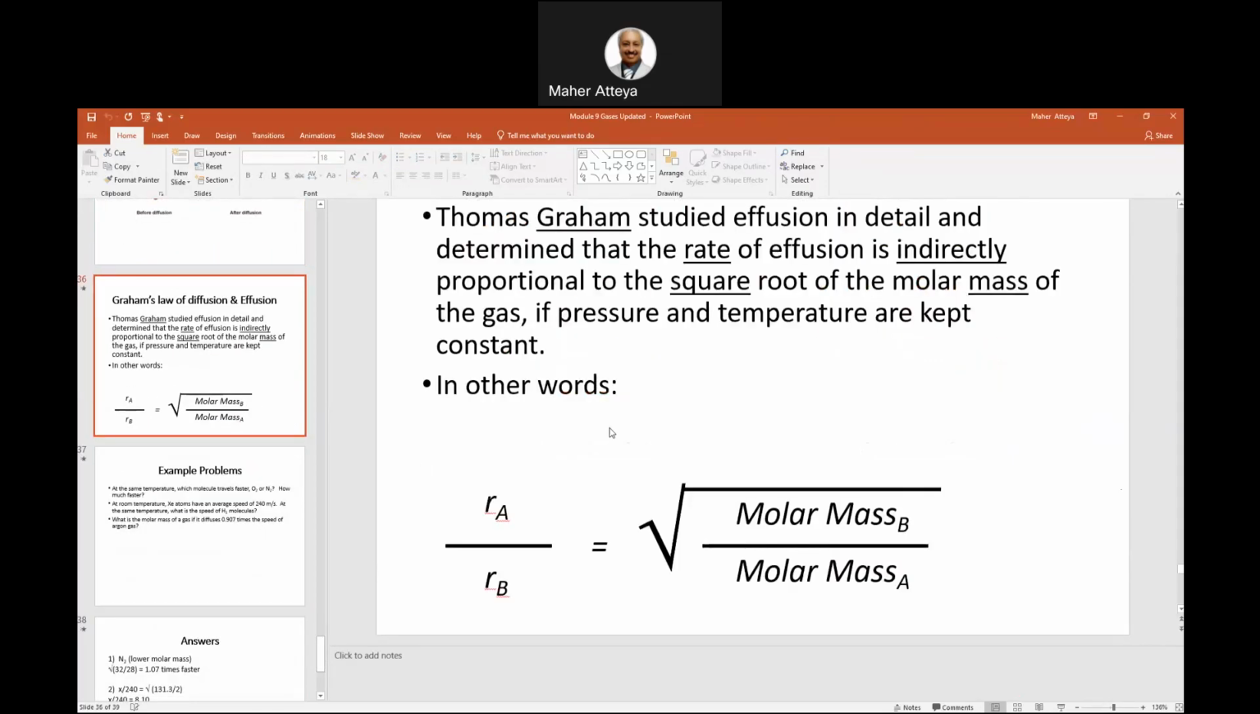I want you to write this formula, it's very important, called Thomas Graham, or known as Graham's law, Graham diffusion law. Write it on a small piece of paper, for effusion.